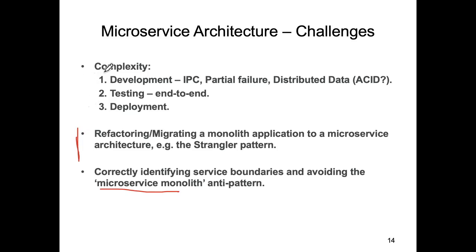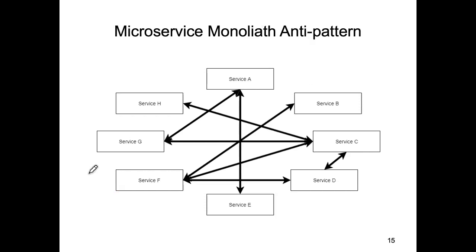The complexity issue, the refactoring, migrating a monolith forward into a microservice architecture. And finally, how do you actually decide what the service boundaries of your microservices architecture are, such that you don't finish up with this microservices monolithic anti-pattern, as it's called. An anti-pattern is something that we try to avoid.